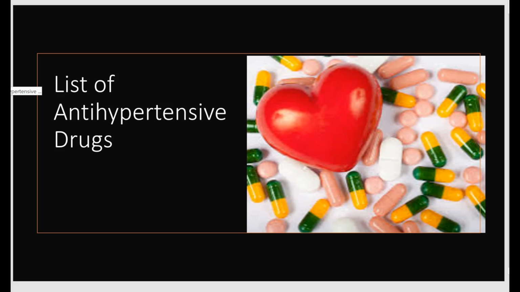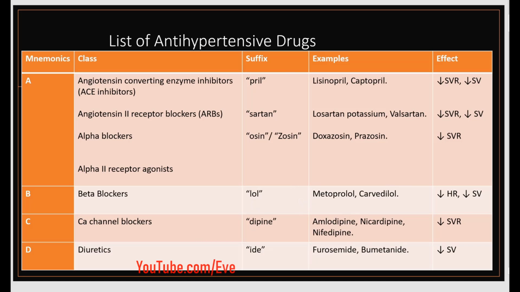So here are the letters A to D, and A stands for different types of antihypertensive groups, B for beta blockers, C calcium channel blockers, and D for diuretics. There are other groups, for example vasodilators, and you can remember the letter D to remember vasodilators.